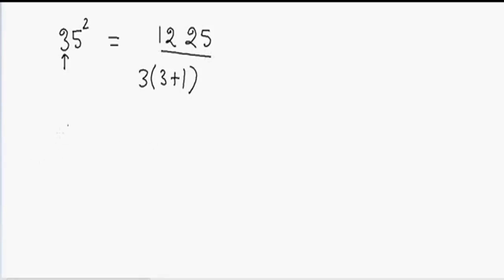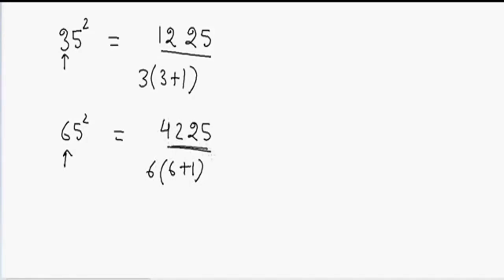Another example, if I have 65 square, in that case I write 25 and then take 6. Multiply 6 by 6 plus 1, which is 7. 7 into 6 is 42. So the answer is 4225. So how does this trick work? Let's look into that.